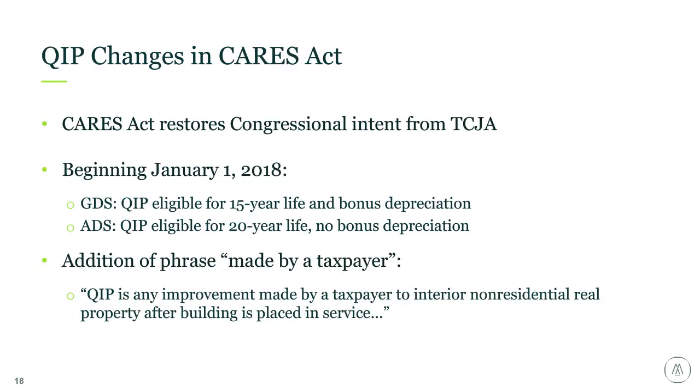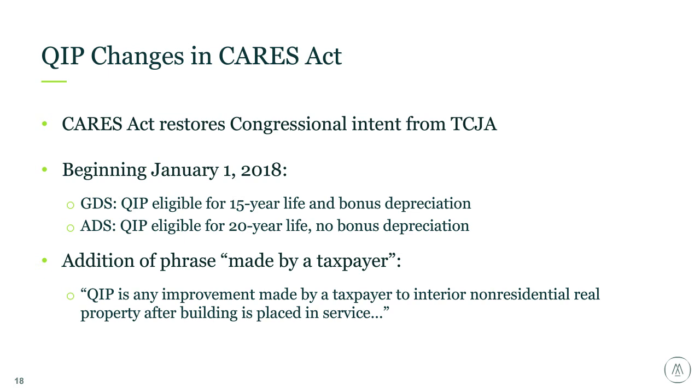So the CARES Act provided the technical correction to QIP that taxpayers have been anxiously waiting for. And like I said, this is significant for taxpayers across all industries. The technical correction, which is retroactive to January 1st of 2018, changes the recovery period for QIP from 39 to 15 years, which also makes it eligible for the additional first-year bonus depreciation allowance under the Tax Cuts and Jobs Act. And then under the alternative depreciation system, ADS, QIP is now recovered over 20 years as opposed previously to 40 years, although ADS assets are still not eligible for bonus depreciation.